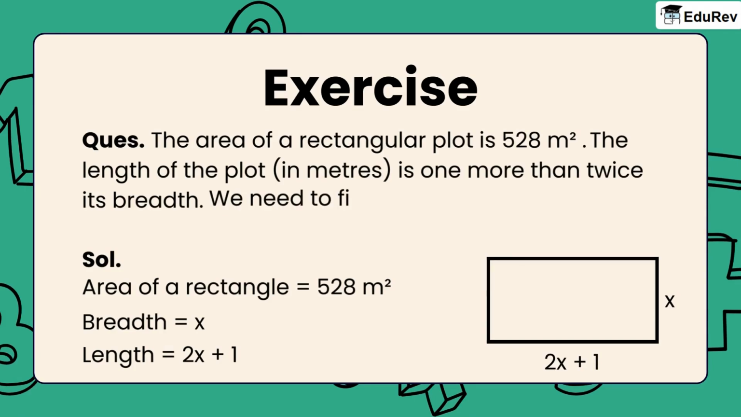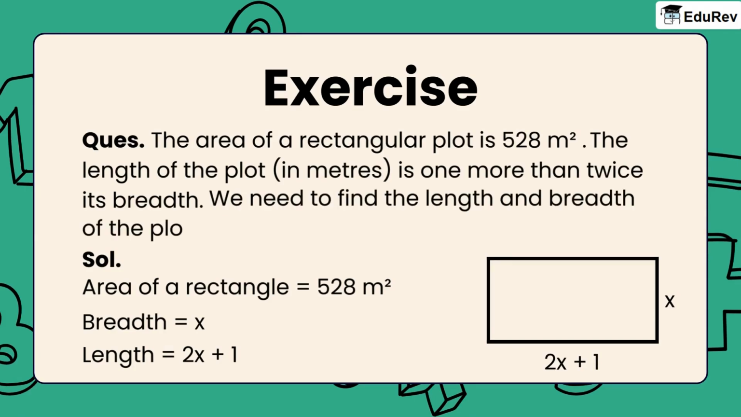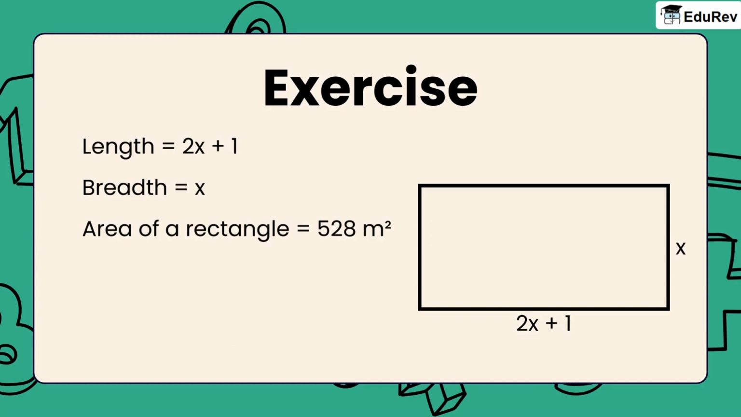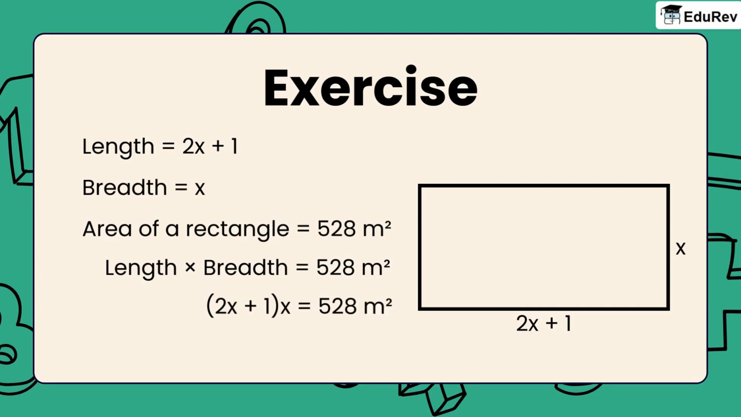We need to find the length and breadth of the plot. So, we have length equal to 2x plus 1 and breadth equal to x, and area equal to 528 meters square. Also, we know the formula for area of rectangle, that is length into breadth, equal to 2x plus 1 into x equal to 528 meters square. Therefore, the equation comes out to be 2x square plus x minus 528 is equal to 0, and this is indeed a quadratic equation. Do try the rest of the questions on your own.